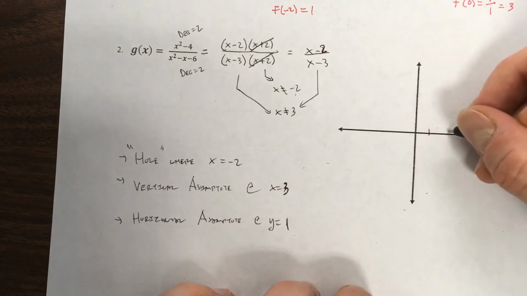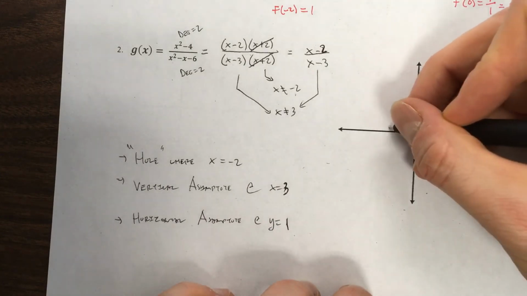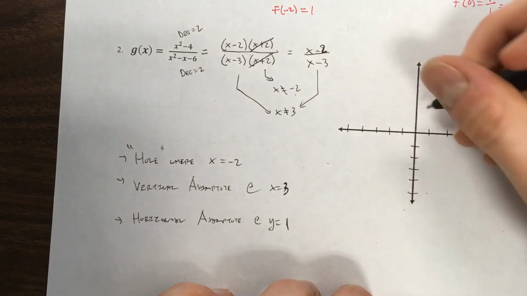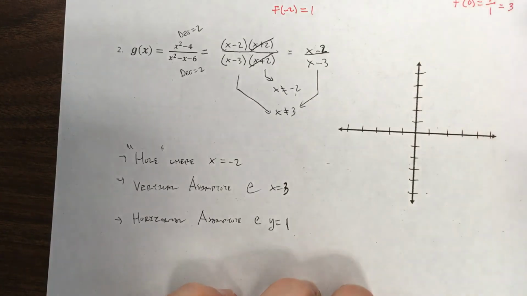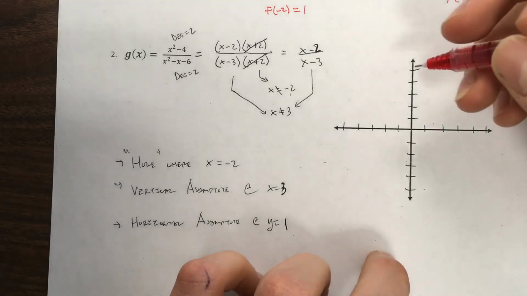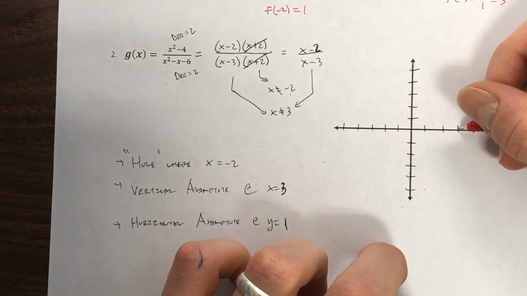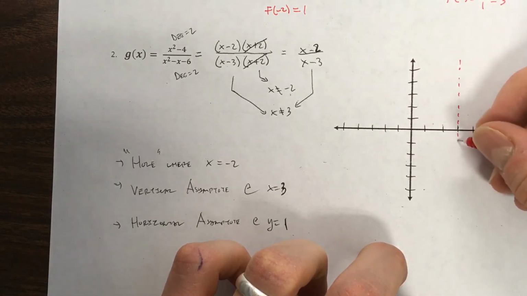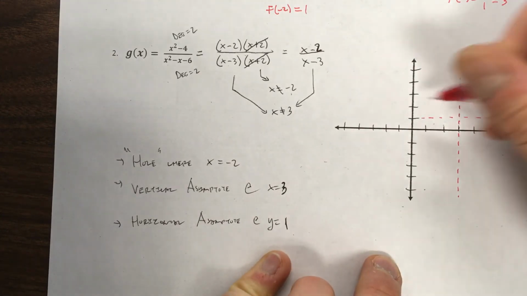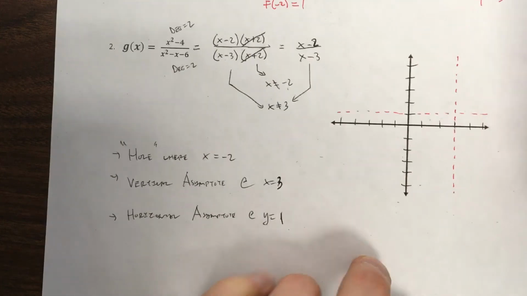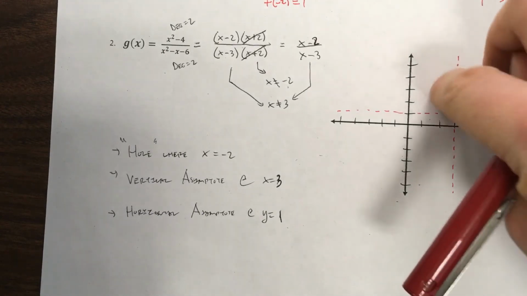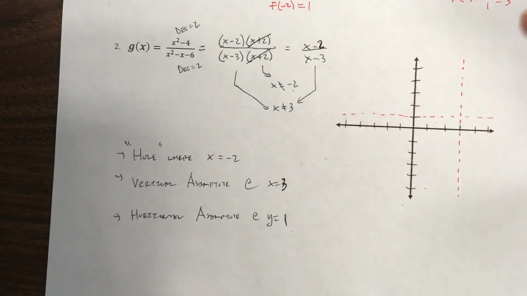I'm going to scale it by 5 again. 1, 2, 3, 4, 5. All right, so we have a vertical asymptote at x equals 3. So where x equals 3, we have a vertical asymptote. And a horizontal asymptote at y equals 1. Now again, we don't know what's happening on either side of this vertical asymptote, but we can figure that out.